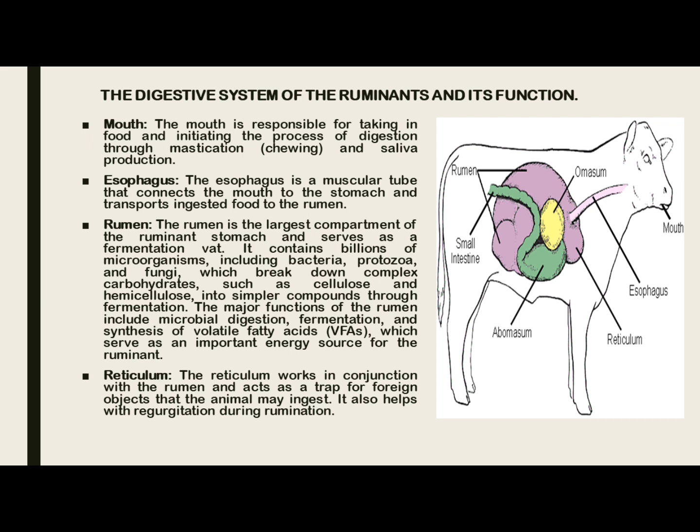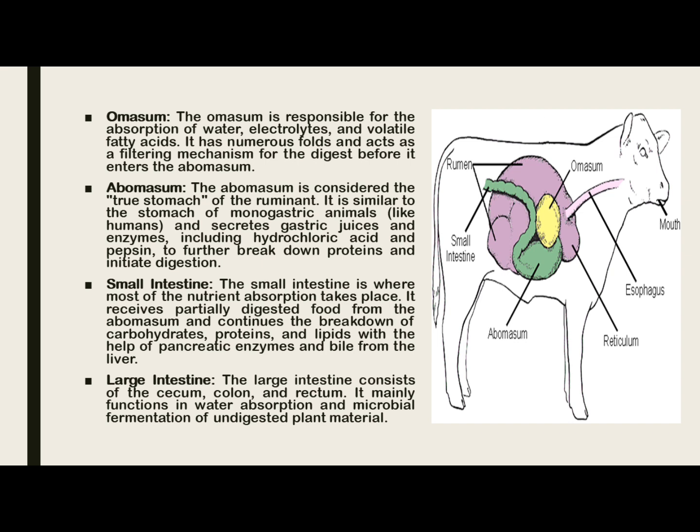Reticulum. The reticulum works in conjunction with the rumen and acts as a trap for foreign objects that the animal may ingest. It also helps with regurgitation during rumination. Omasum. The omasum is responsible for the absorption of water, electrolytes, and volatile fatty acids. It has numerous folds and acts as a filtering mechanism for the digesta before it enters the abomasum.